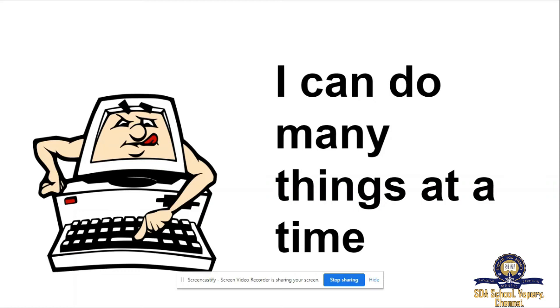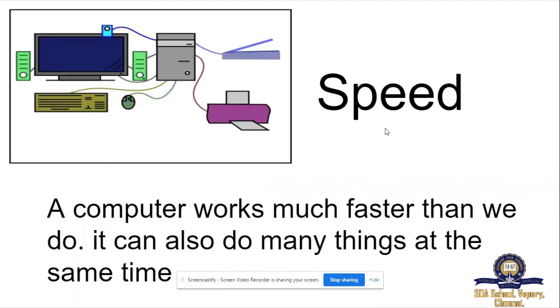In the same way the computer also does many works at a time. One, you can listen to music. Another special feature of the computer is speed. Its speed is matchless. You cannot match its speed with anyone or anything. A computer works much faster than we do. It can also do many things at the same time. It works in a fraction of a minute. In a flash of a second, it will finish all your work.